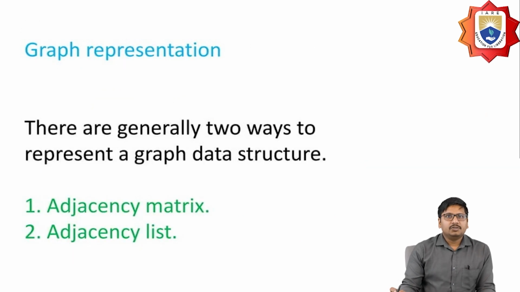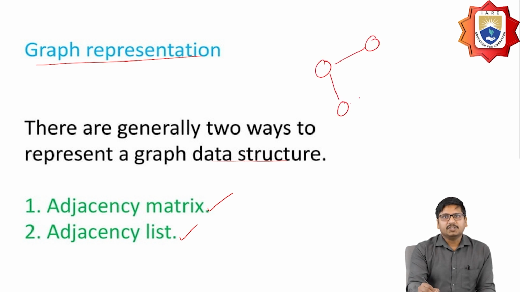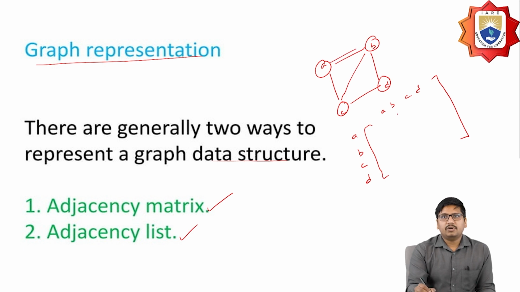Now, graph representation. There are two ways of representing a graph data structure. The first one is the adjacency matrix and the second one is the adjacency list. These are the set of vertices in the graph. In the adjacency matrix, I consider a matrix with rows and columns. If there is an edge present from A to B, then I write 1, and the remaining entries I write as 0.